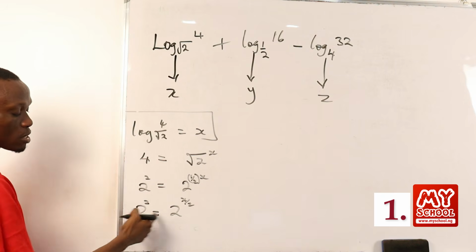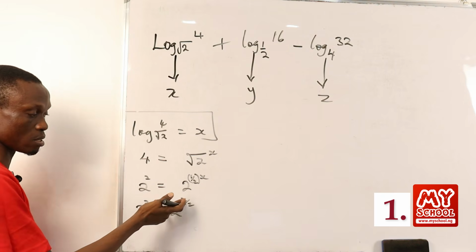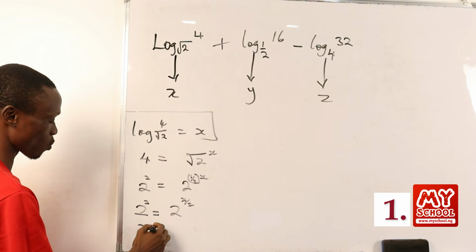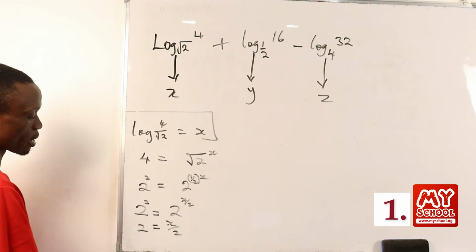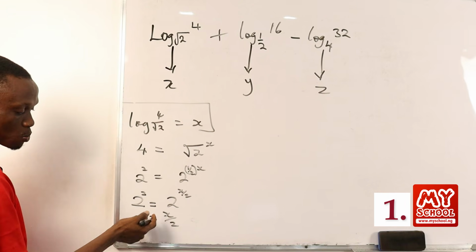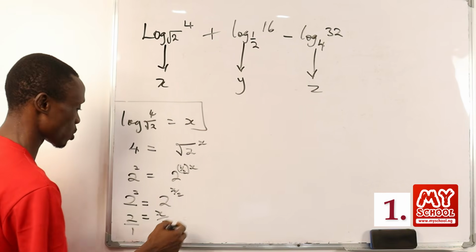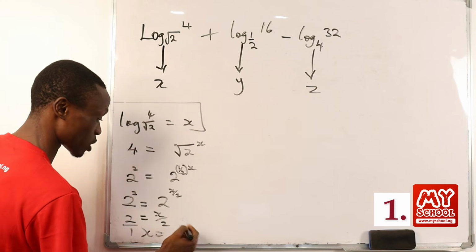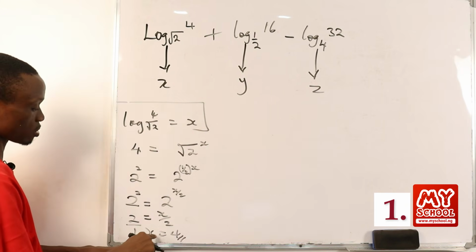Since the bases are the same, we can equate the powers so that 2 is now equal to x all over 2. This is also over 1, so we can cross multiply to get the value of x, so that x is now equal to 2 times 2, which is 4. So we have gotten the value of x.